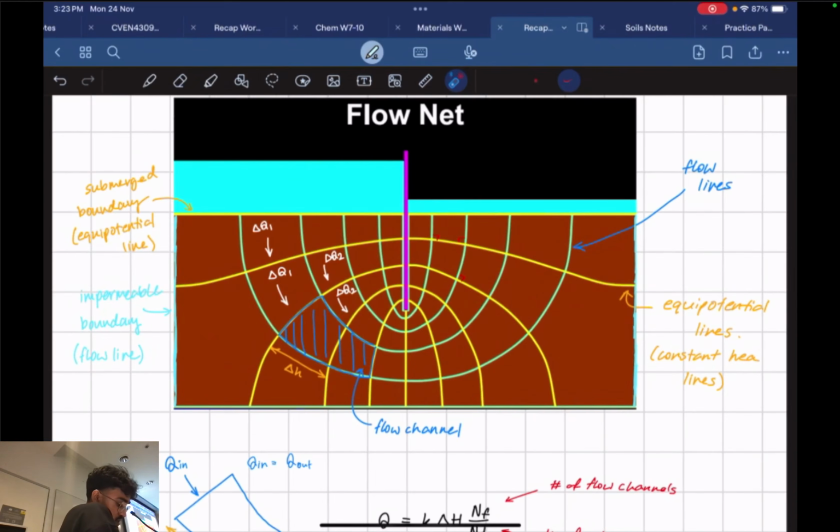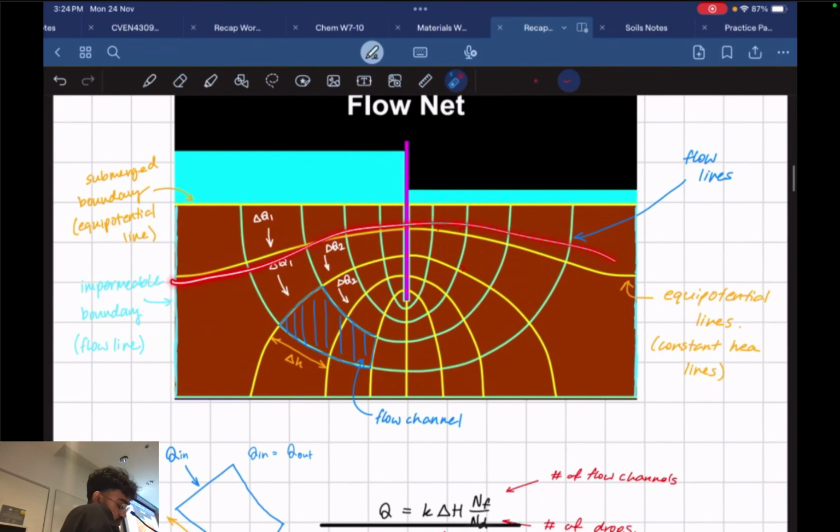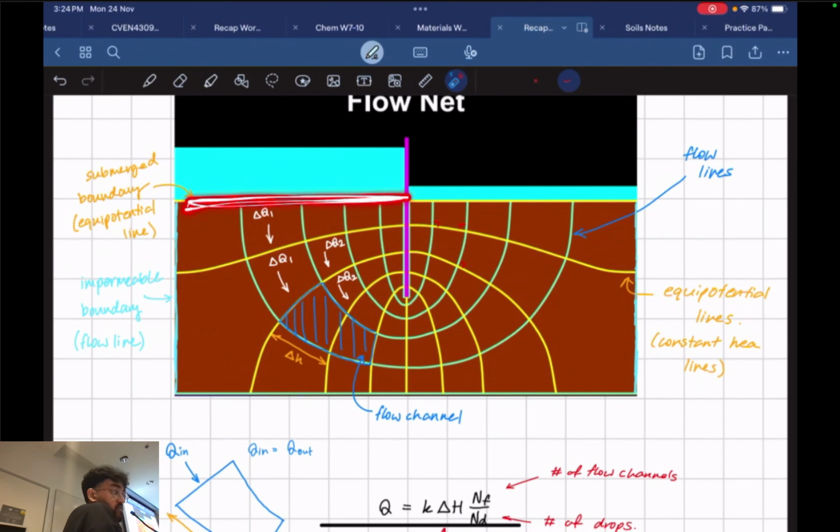We've got something called equipotential lines, the yellow ones, right? So at each equipotential line, they've got a different value for head. So do you have a question for that? No, never mind. They each have a different value for head. So it starts off up here with a certain value of head, right? And the reason we call it a drop is because there's going to be a drop in head, right?